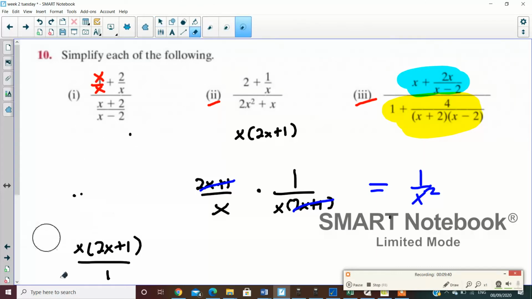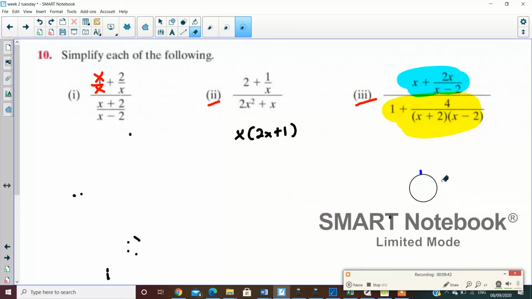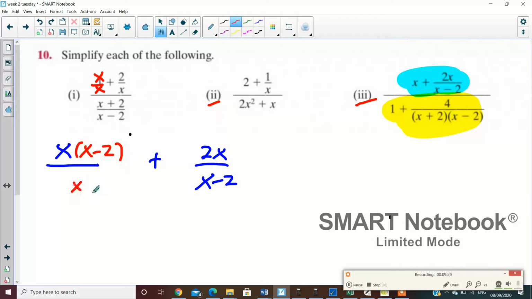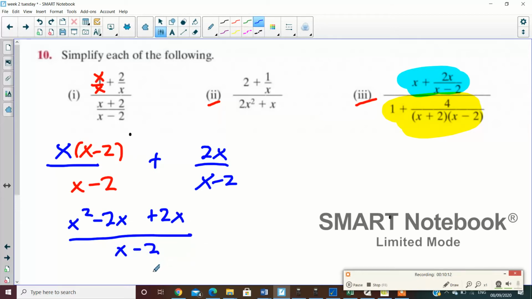And Mr. Azarati, what do we do with the blue parts? Oh, brilliant, yeah. The x gets multiplied by x minus 2 top and bottom. And what this will do is it gives them the same denominator. You get x squared minus 2x plus 2x all over x minus 2. We good with that? What's left over then? X squared over x minus 2.